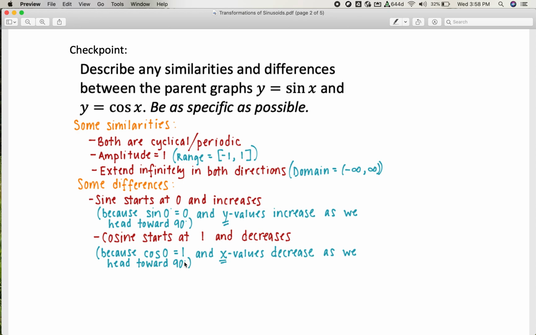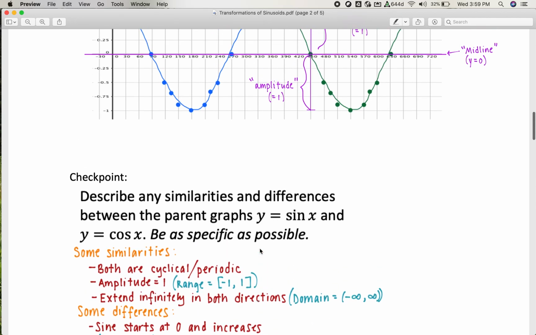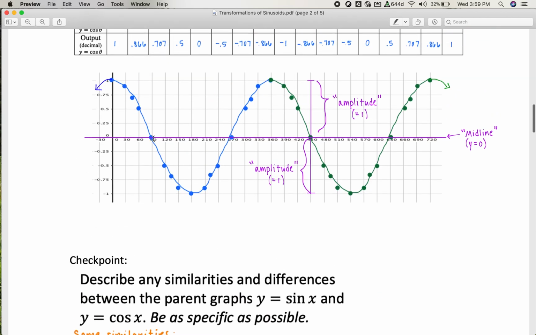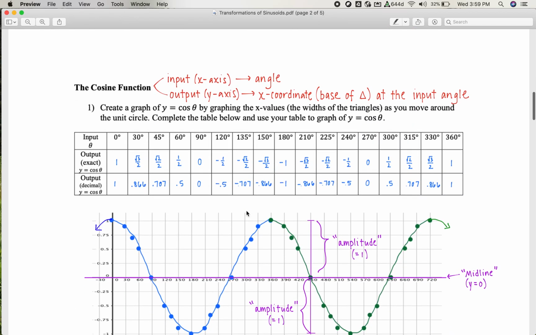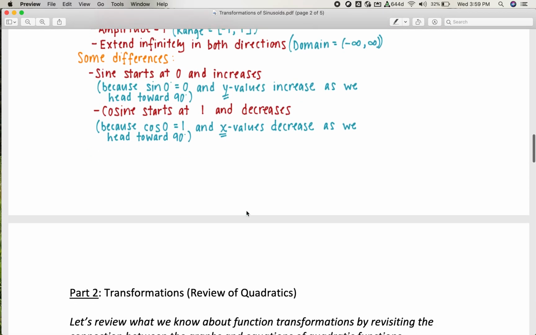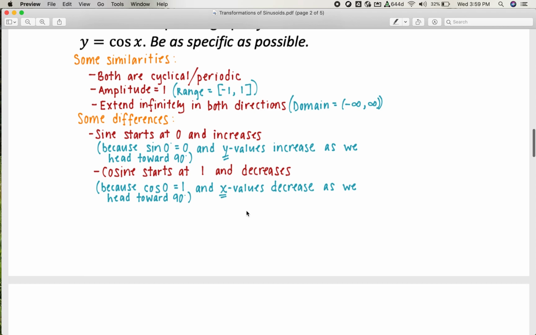But cosine actually starts at 1 because when we're talking about 0 degrees, the x-coordinate is 1. But then as we start to move around the circle, the x values start getting smaller and smaller. And so cosine starts at 1 and then decreases, whereas sine started at 0 and increased. That's the biggest difference, just recognizing the difference between those parent functions. But they sure are similar in a lot of ways.